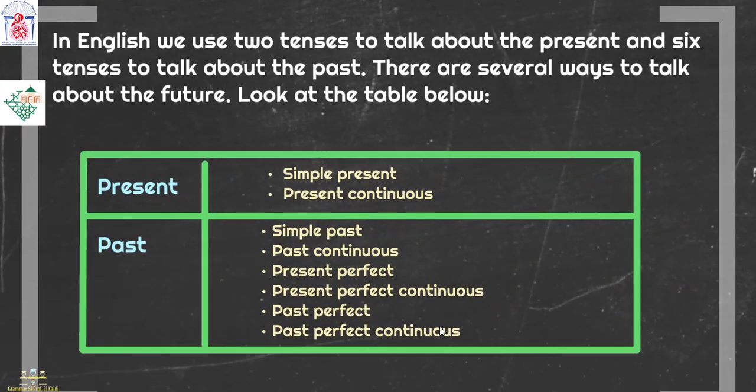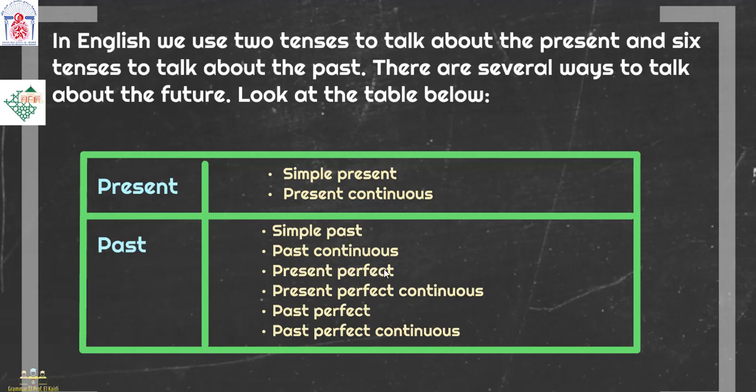Now, in English, we use two tenses to talk about the present and six tenses to talk about the past. There are several ways to talk about the future, as we are going to see in the chart that I draw here, right? So, what are the tenses that we use to talk about the present? We have only two, as I said, the simple present and the present continuous, all right? But for the past, we can use the simple past, the past continuous, the present perfect, the present perfect continuous, the past perfect, and the past perfect continuous. So we have six tenses to talk about an action that happened in the past.